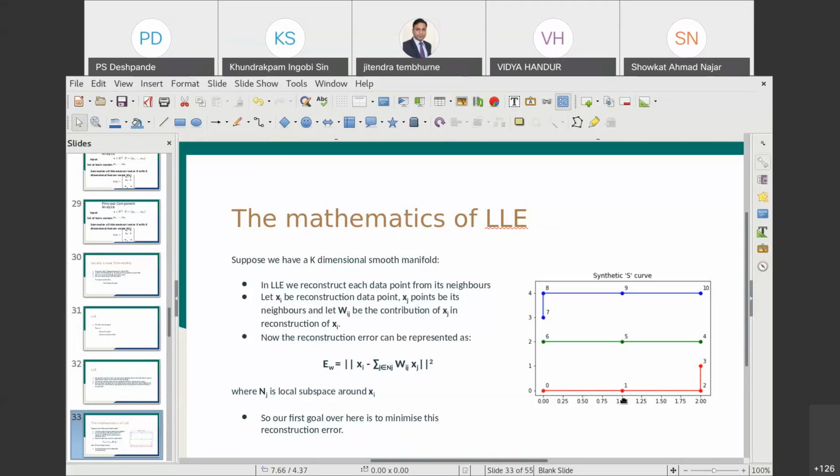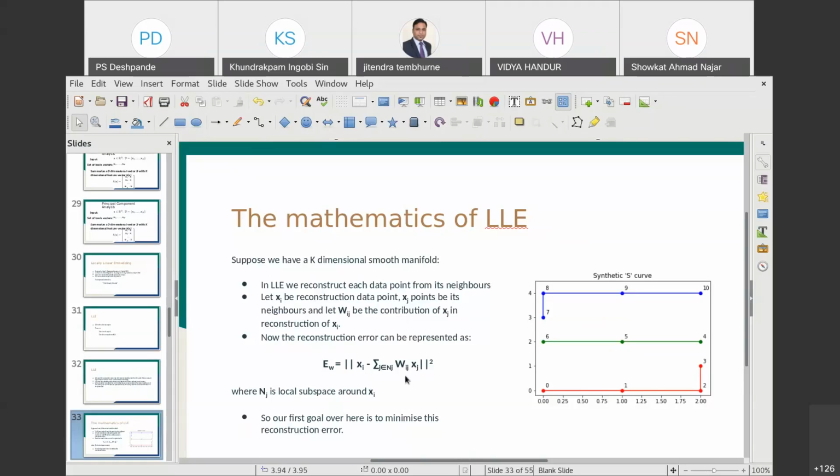Now the algorithm works like this. Suppose we fix the number of neighbors as, say, k. Then for each point we calculate the k neighbors, and we try to express the point using the k neighbors. This is the expression, the representation of the point in terms of the k neighbors. This is called the reconstruction error.